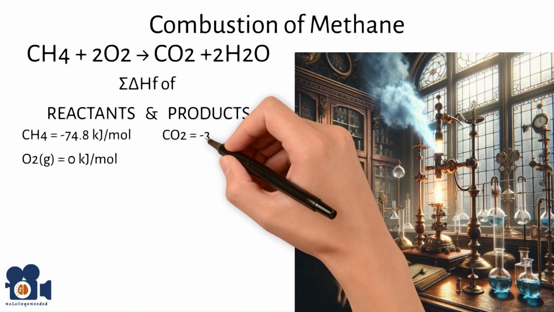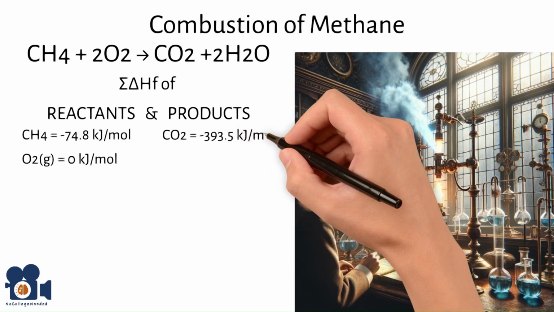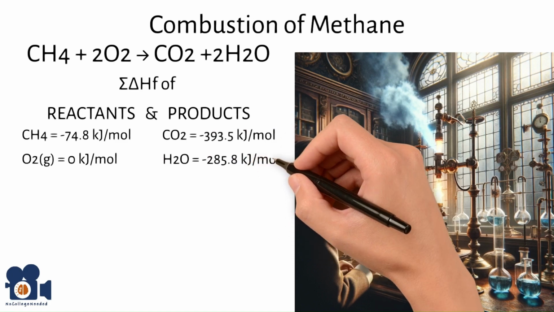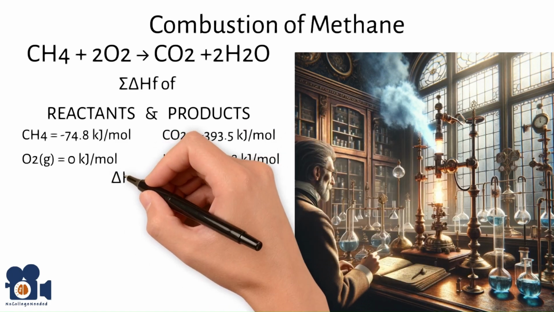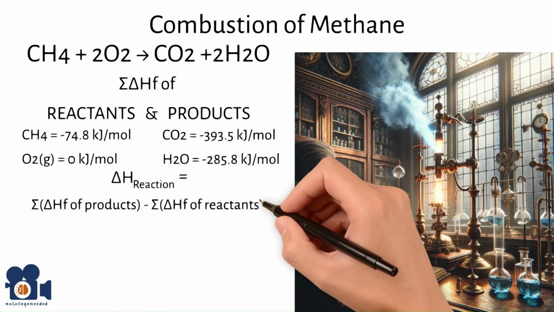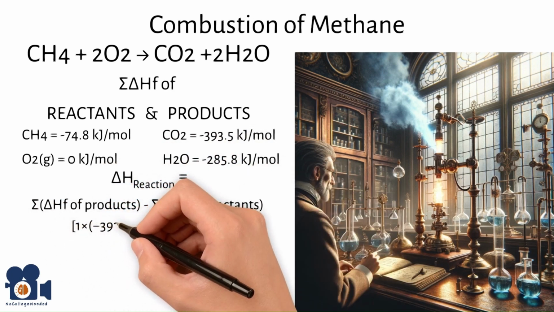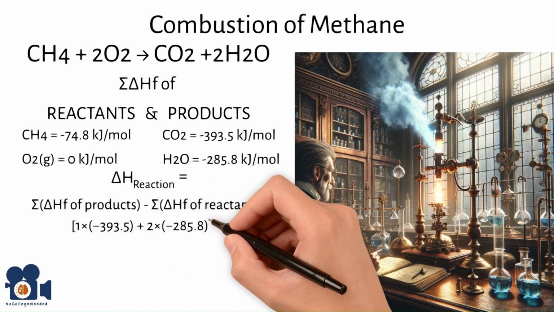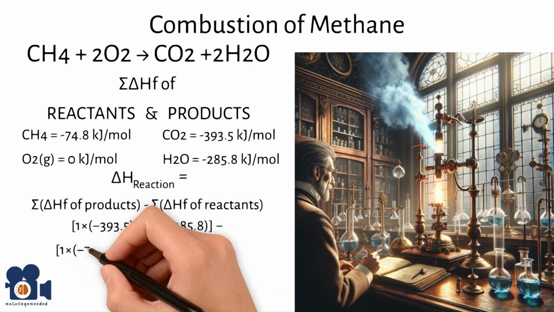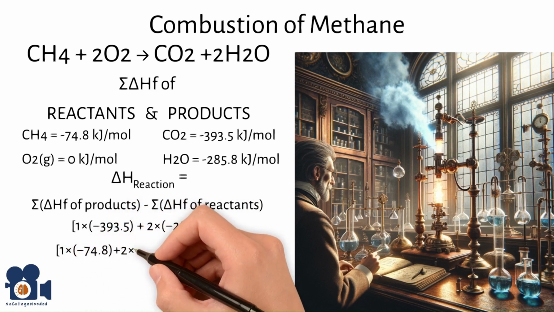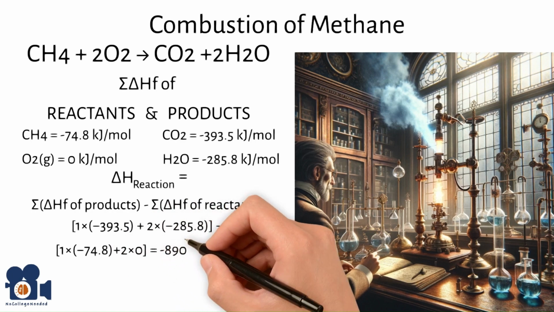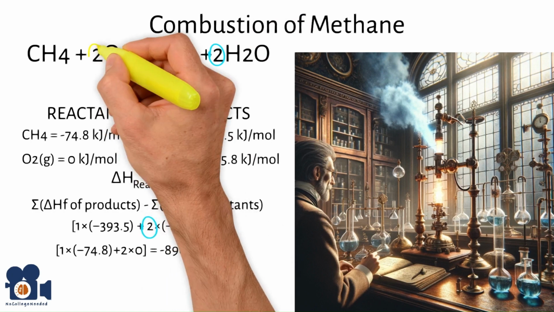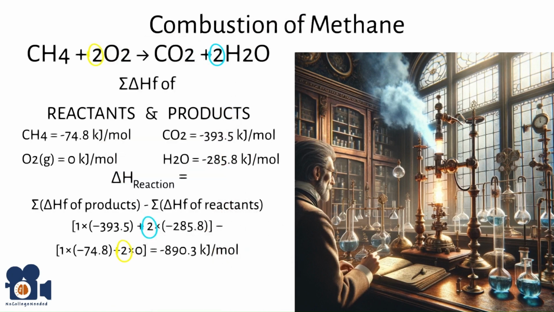Delta HF of CO2 gas equals negative 393.5 kilojoules per mole, and delta HF of H2O is negative 285.8 kilojoules per mole. Plugging these values into the equation looks like delta H reaction equals 1 times negative 393.5 plus 2 times negative 285.8 minus 1 times negative 74.8 plus 2 times 0 equals negative 890.3 kilojoules per mole. By the way, that's 3 times more than the combustion of hydrogen.